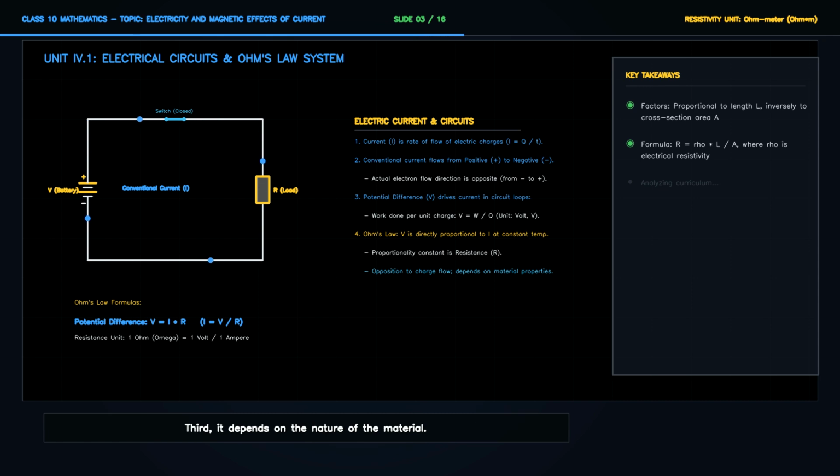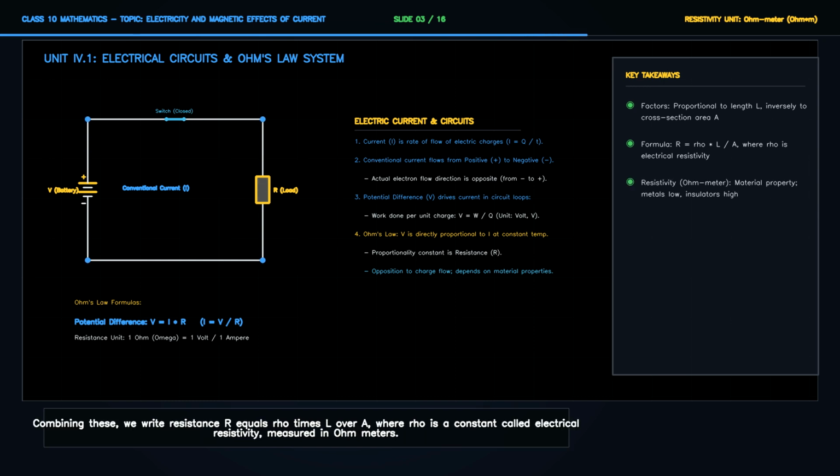Combining these, we write resistance R equals ρ times L over A, where ρ is a constant called electrical resistivity, measured in ohm-meters. Resistivity is a characteristic property of a material. Metals have very low resistivity, whereas insulators have extremely high resistivity.